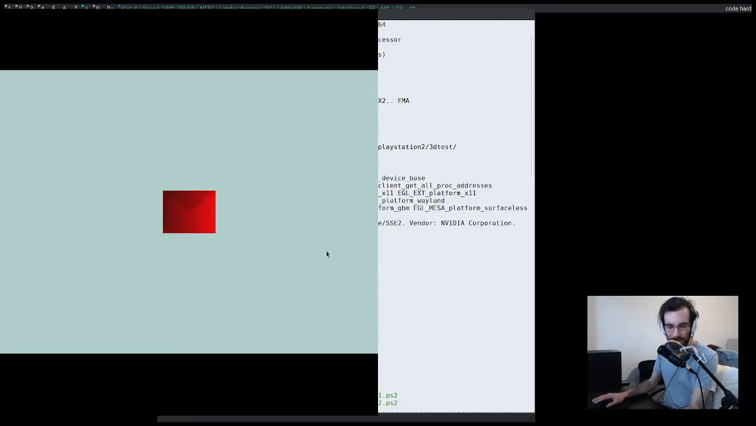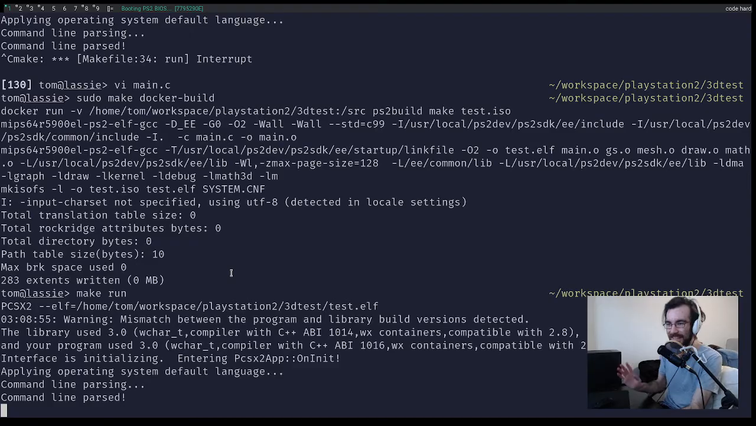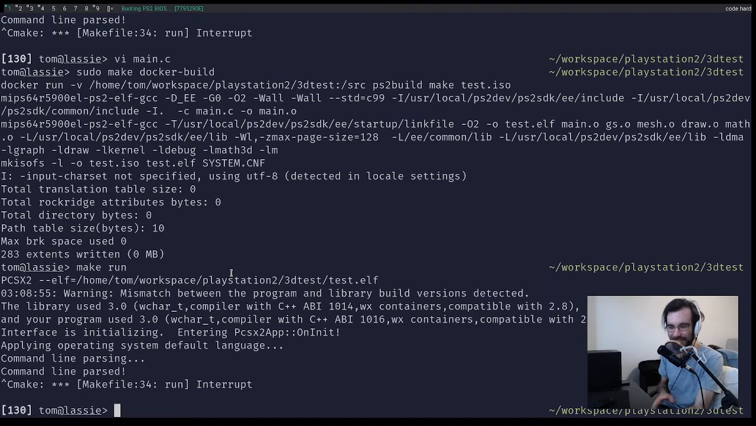Okay, so we've still got some problems. We've still got some spinny problems. Why doesn't he just do this with the VUs? I'm gonna get this working on the CPU first. The 3D math is gonna be the same.